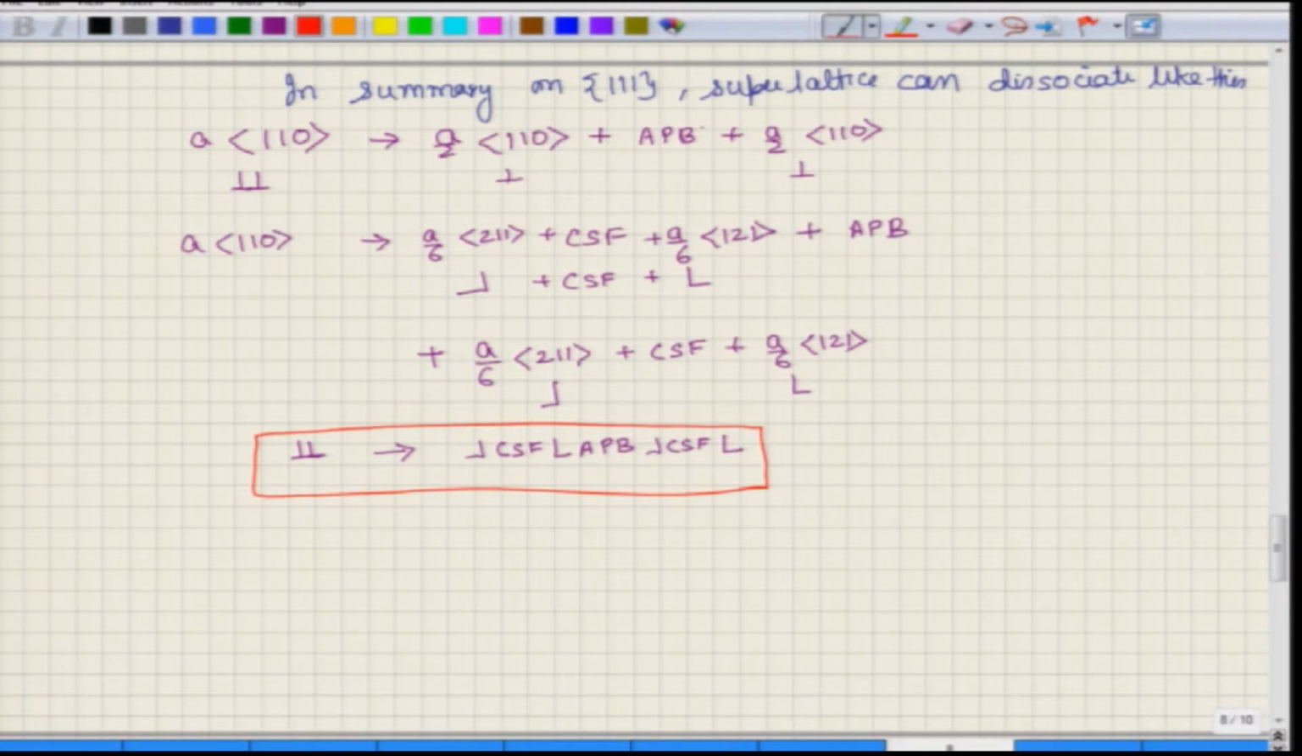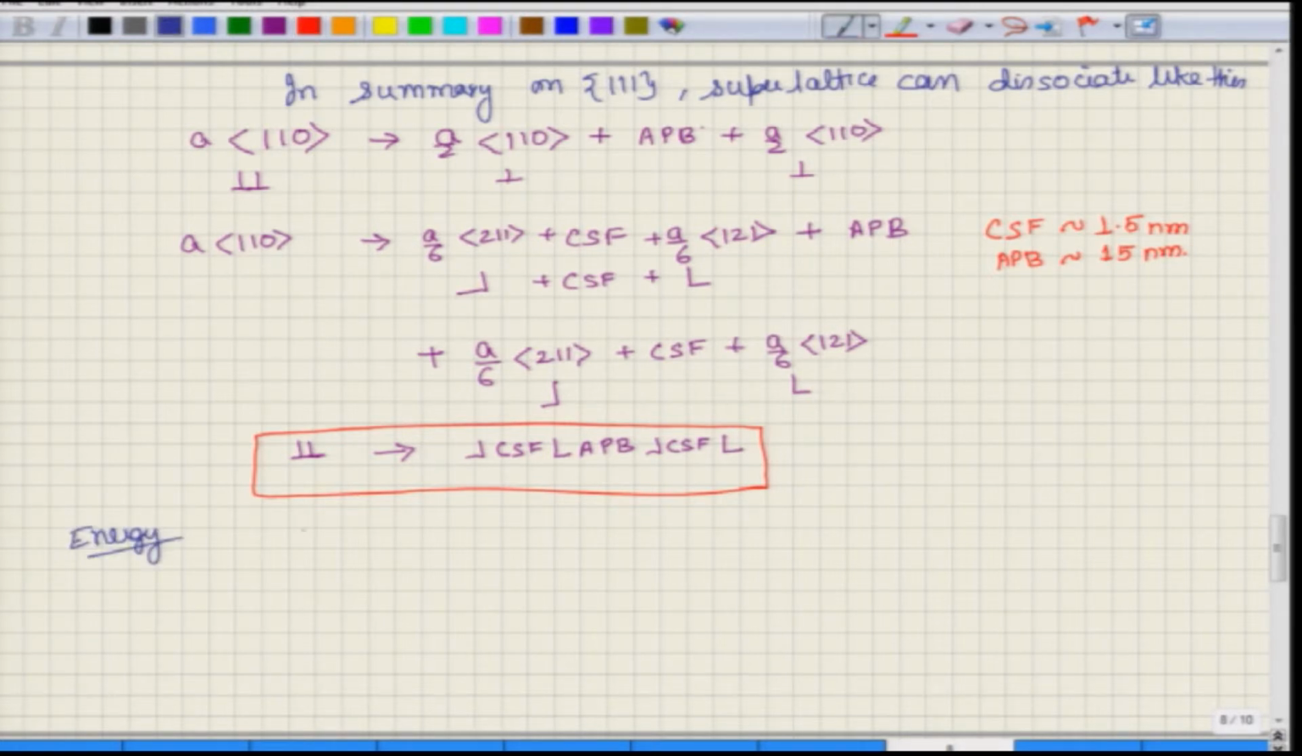What are those? Even before that, there is something that I missed, let me write it down. So you have two different types of fault, chemical stacking fault and APB. So what is the usual size of this? Chemical stacking fault is usually of the order of 1.5 nanometer, while antiphase boundary is of the order of 15 nanometer. And one more thing: is it energetically stable? So let's also compare energy.